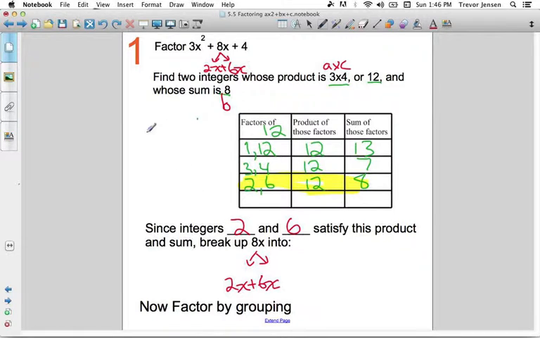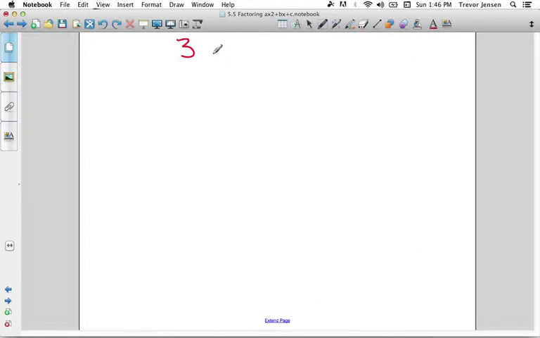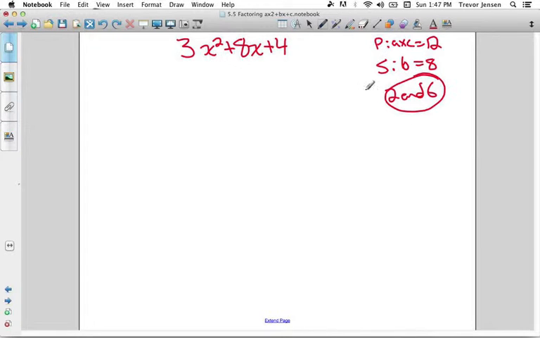So let's do that. My original expression was 3x squared plus 8x plus 4. I found two numbers who have a product of a times c. So I found two numbers who have a product of 12 and a sum of my b value, which is 8. The two numbers that do that were 2 and 6. So now, whenever you're factoring a quadratic where the a value is not 1, after you've found the numbers that have a product of a times c and a sum of b, you break up your middle term into those two factors, 2 and 6.